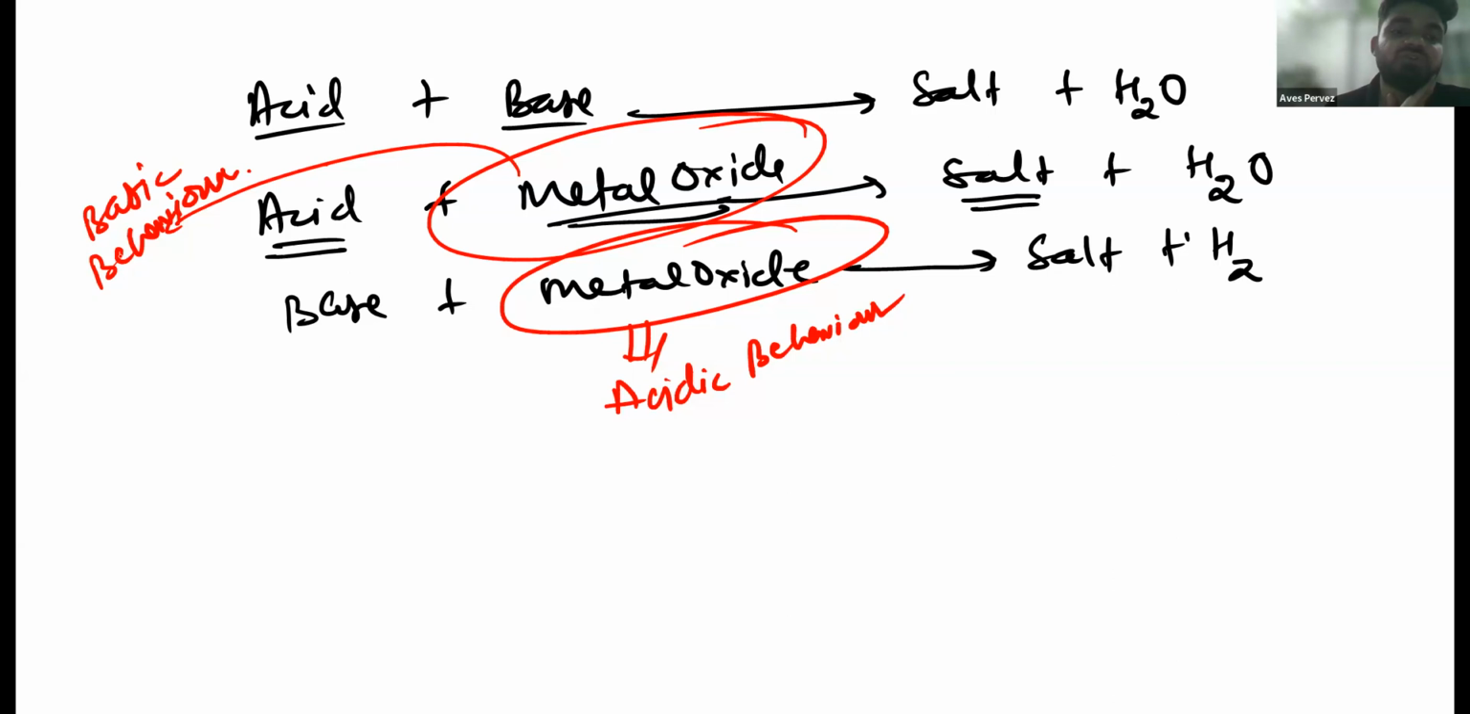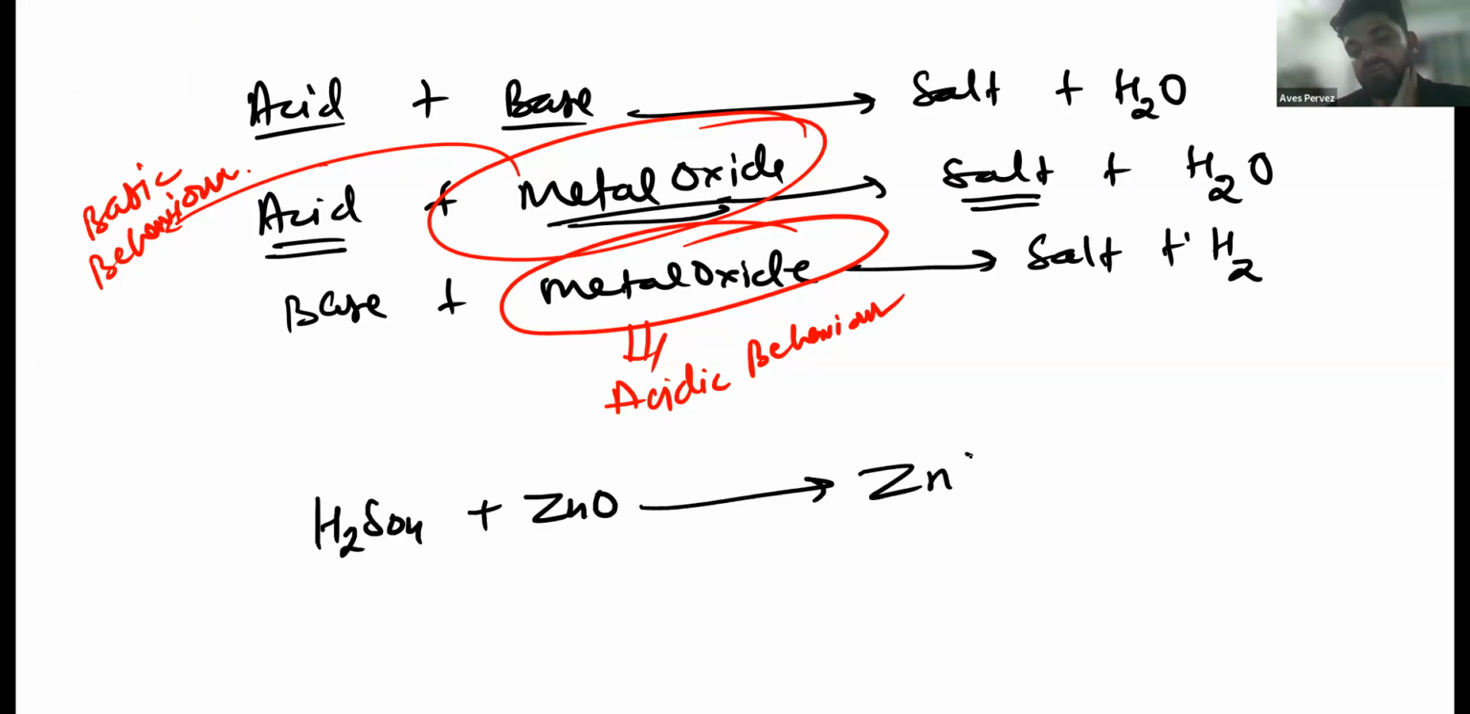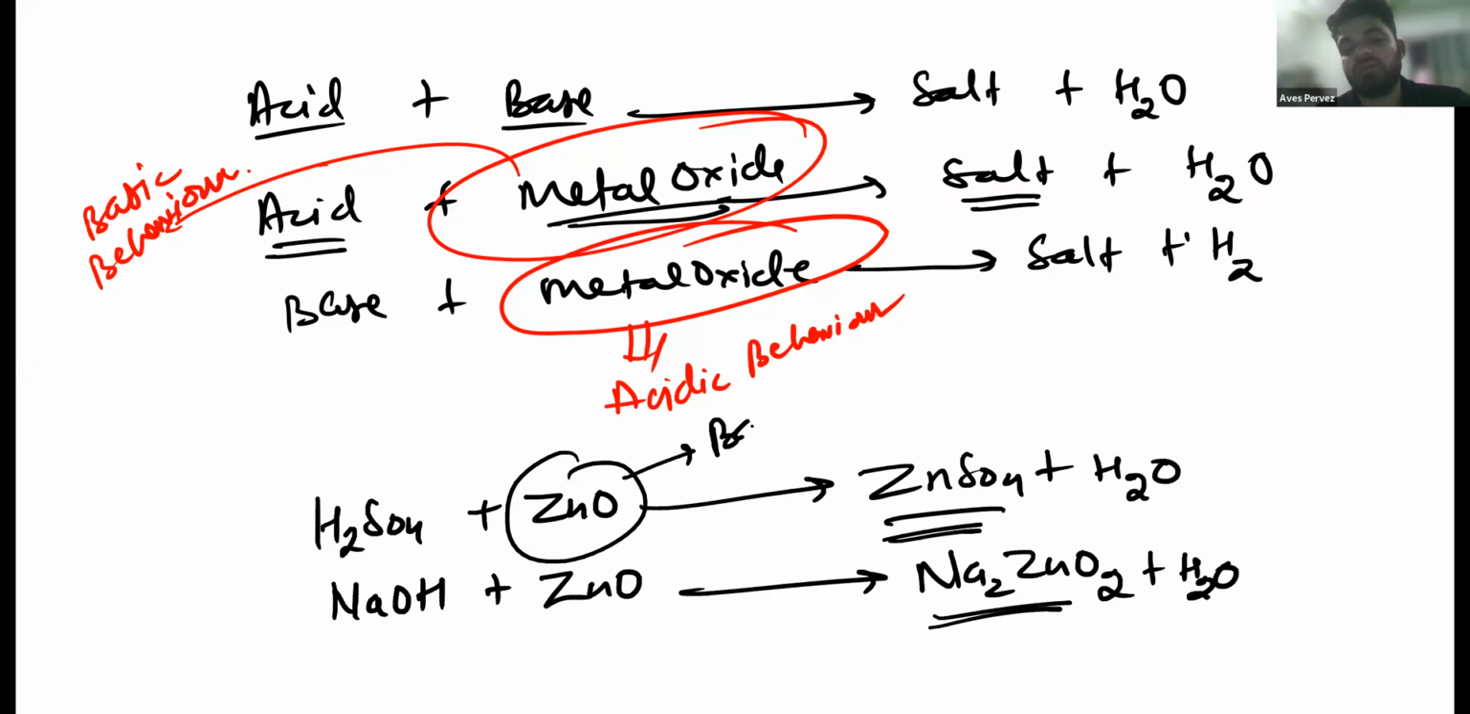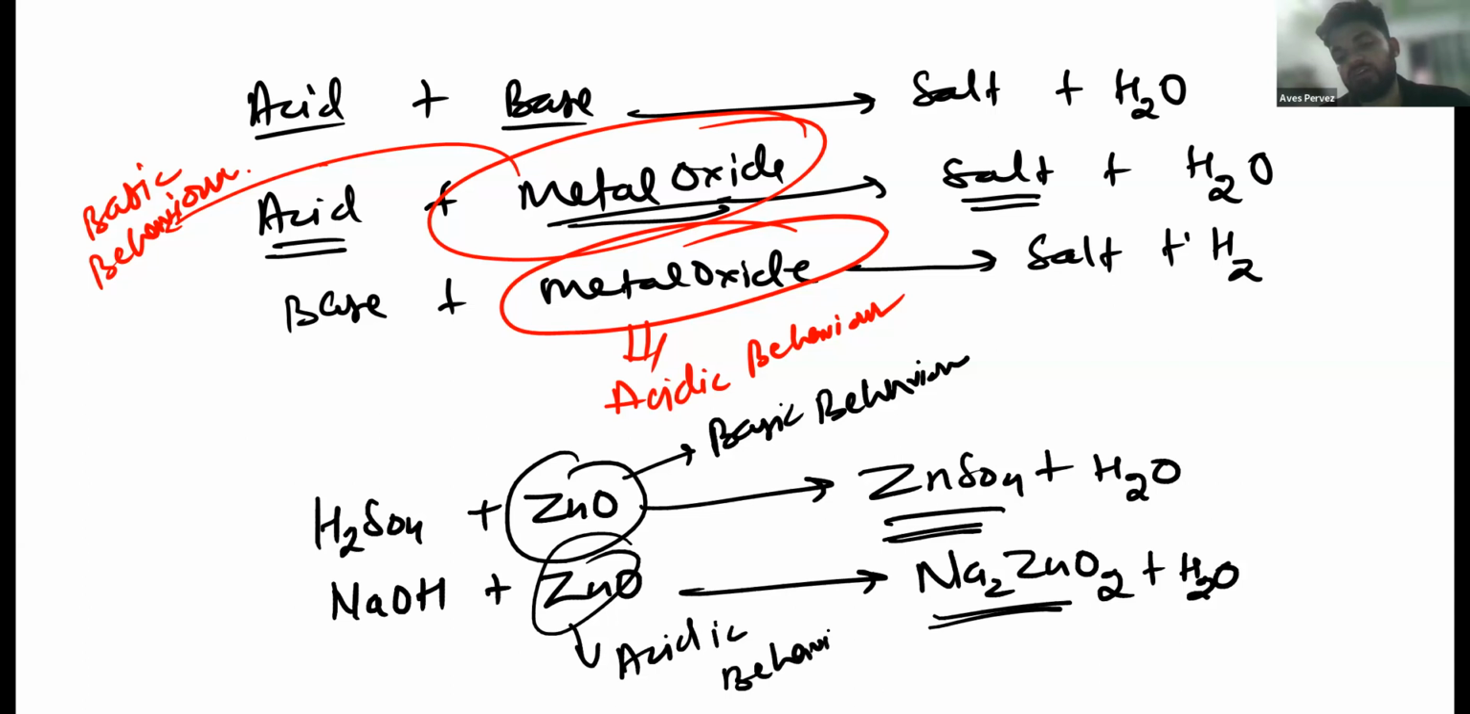Okay, you understood? Sometimes the metal oxide shows both. For example, H2SO4 reacting with ZnO gives ZnSO4 plus water. And similarly, NaOH reacting with ZnO gives Na2ZnO2 plus water. Both of them are acid plus metal oxide reactions. Here it is showing the basic behavior, and here it is showing the acidic behavior. So note it down first, then I will write this statement.